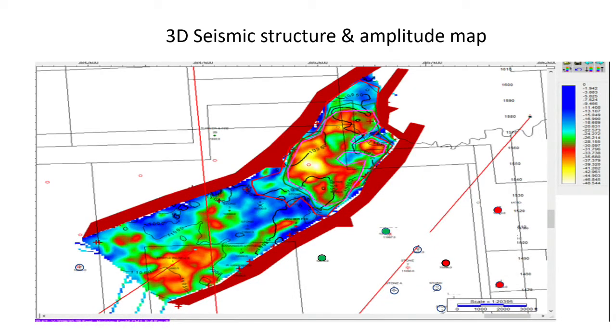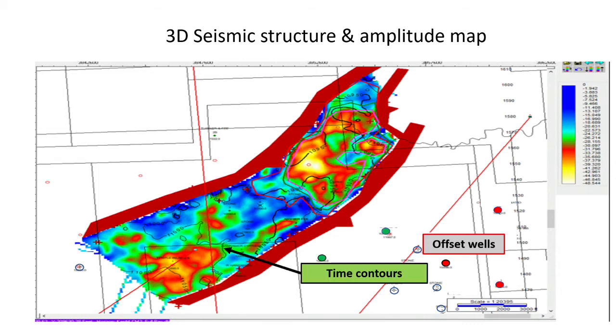All right, so here's our prospect map. It's a 3D seismic structure and amplitude map that we have on our prospect. And there's a lot of data on here, so let's look at some of the data. Okay, we have offset wells right in the area that produce oil and gas, so that's some information that's going to help us. We have the seismic time contours that can indicate the depths of where the high spots are in the reservoir. And we have the color bar for the seismic amplitude, with the bright amplitude being in the red and yellow.